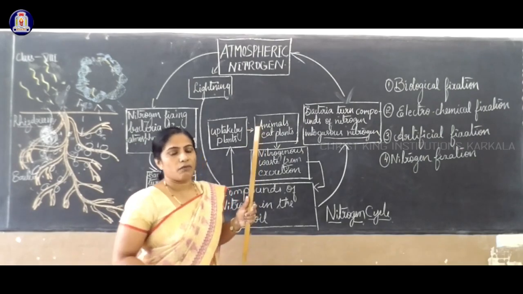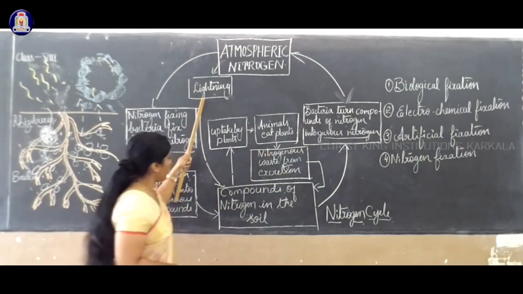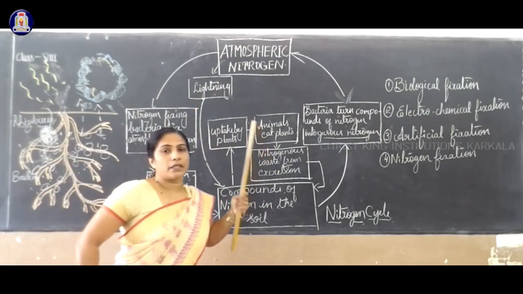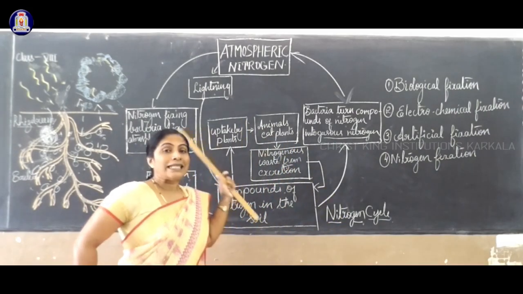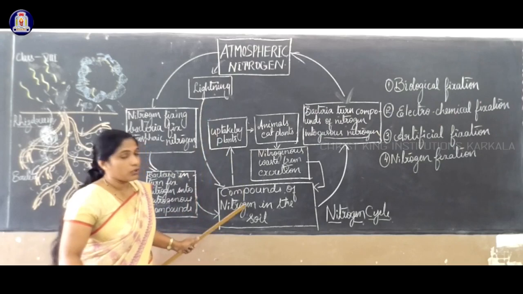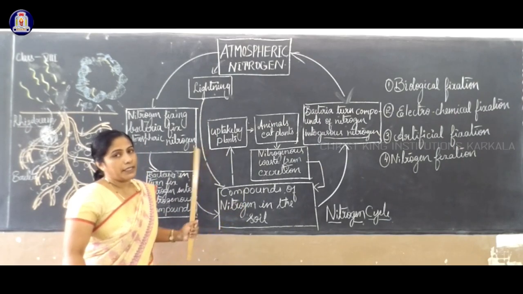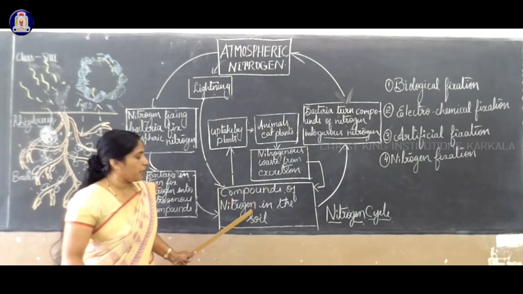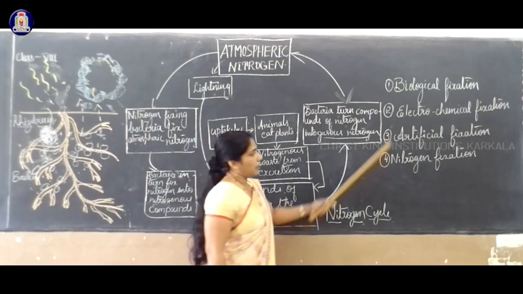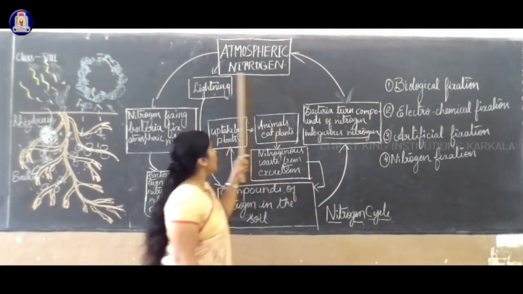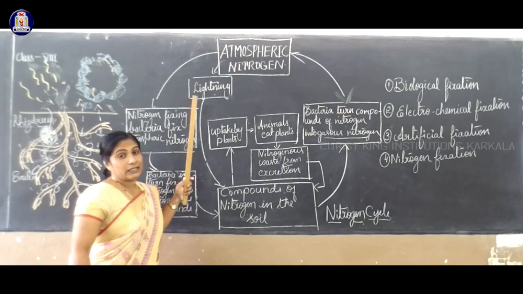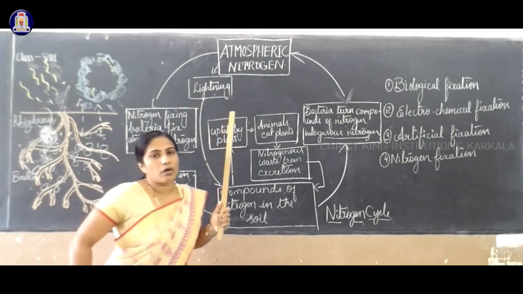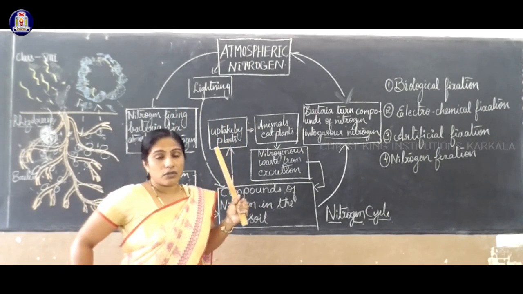So rainwater consists of nitric acid, and when it falls to the soil, it forms compounds of nitrogen in the soil. That's why it is called electrochemical. Electro means lightning, which consists of high electrical power. Electrochemical fixation combines nitrogen with oxygen and forms oxides of nitrogen.